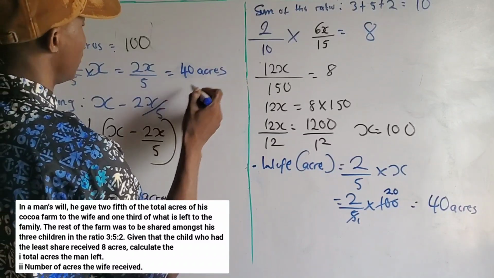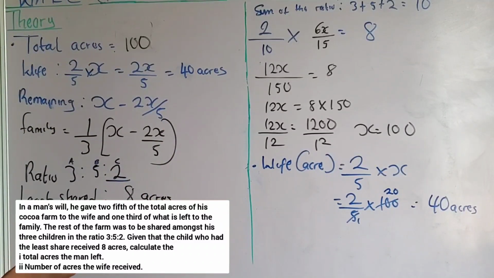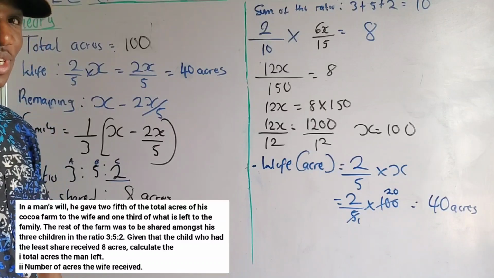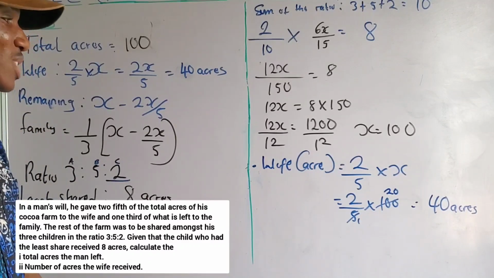Now let's say you are asked to calculate the acres that the family received. Just substitute the value of x as 100 here and then solve. And if you are asked to calculate the acres that each of the children received, you can do that. I'm very sure you are fast with ratio. You understand? So that's the solution to that question.